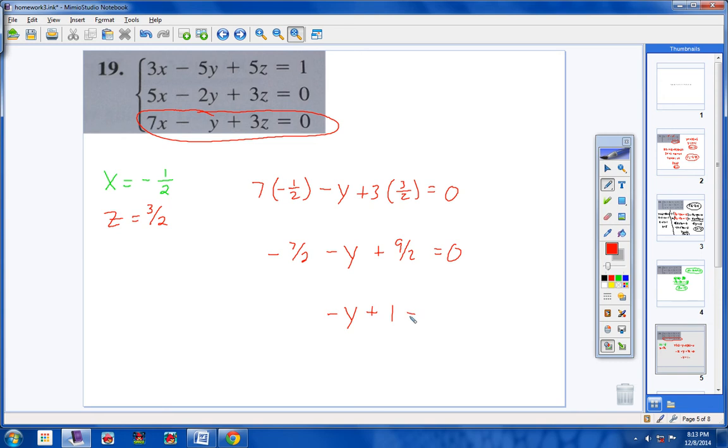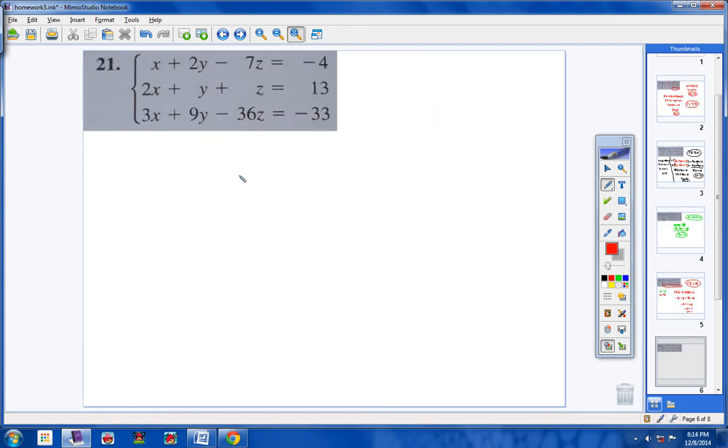And so then we'd have 0. Bring your 1 over and make it negative. So negative y equals negative 1. Thus, y equals 1. So your answer is x first, negative 1/2, then your y, 1, then your z, 3 halves. Let me check that real quick to make sure that's right, and yes it is. And we're moving on. Here we go. Number 21.